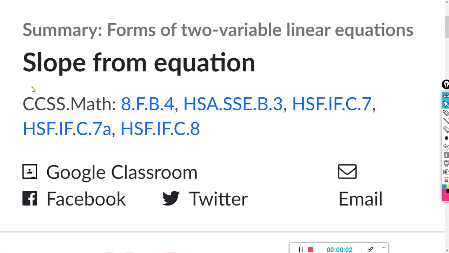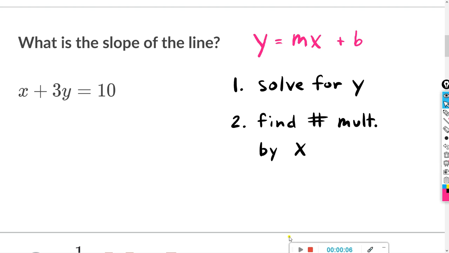This will be for the assignment, slope from equation. So for all of these problems, they want us to find the slope of the line, and they give the equation in this form, and you want to get the equation in the form of y equals mx plus b. So there's just two steps for that. You want to solve for y and then find the number that's multiplied by x.